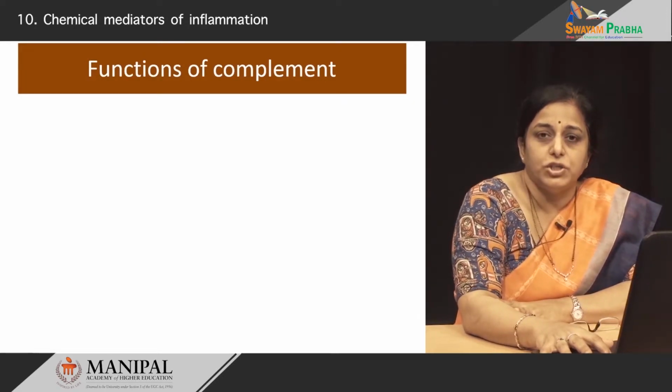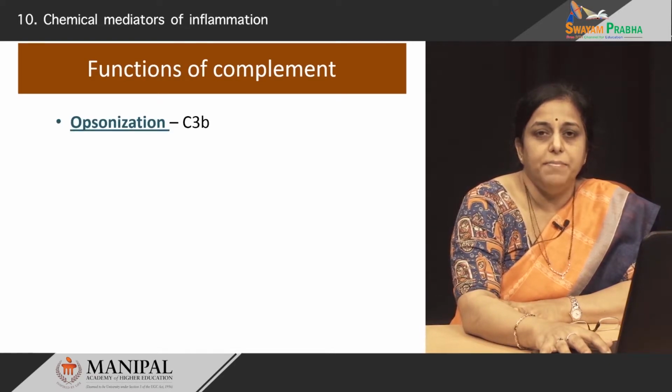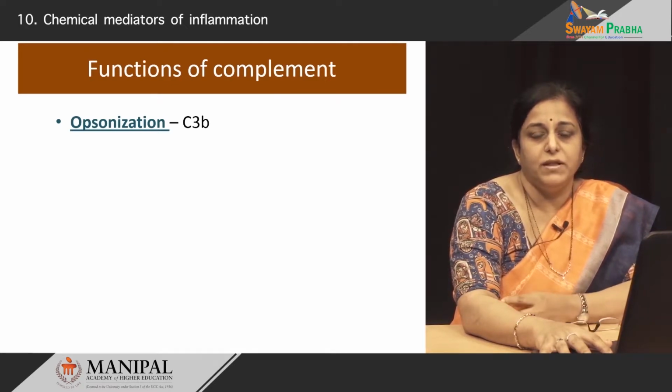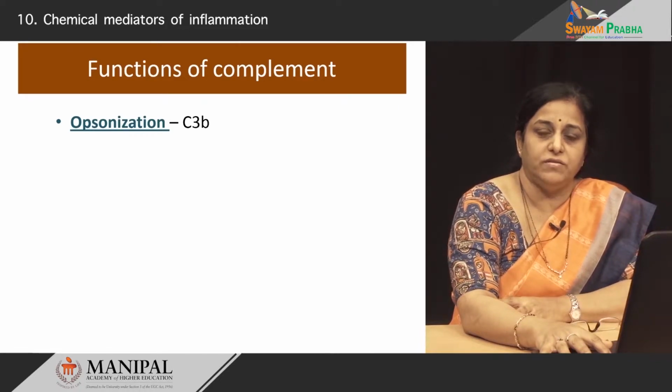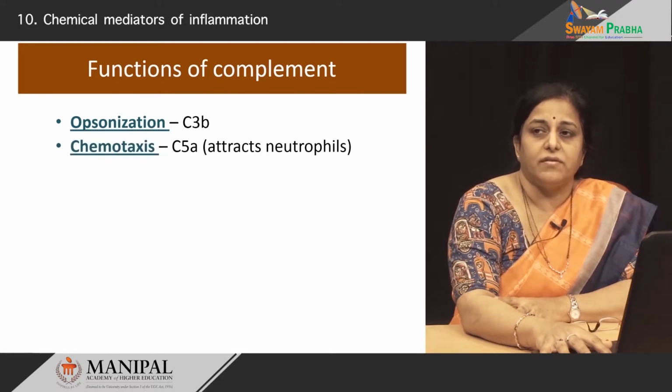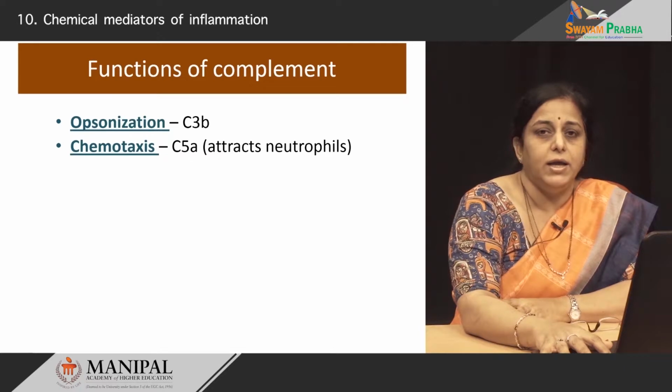So, what are the functions of complement in inflammation? Number 1, C3b acts as an opsonin. We learnt in the previous class that bacteria, for them to be recognized by the phagocytes, need to be coated by substances called opsonins, and some of the known opsonins are the complement component C3b. Chemotaxis: the C5a that is generated during the complement cascade is a potent chemotactic agent. It attracts neutrophils.